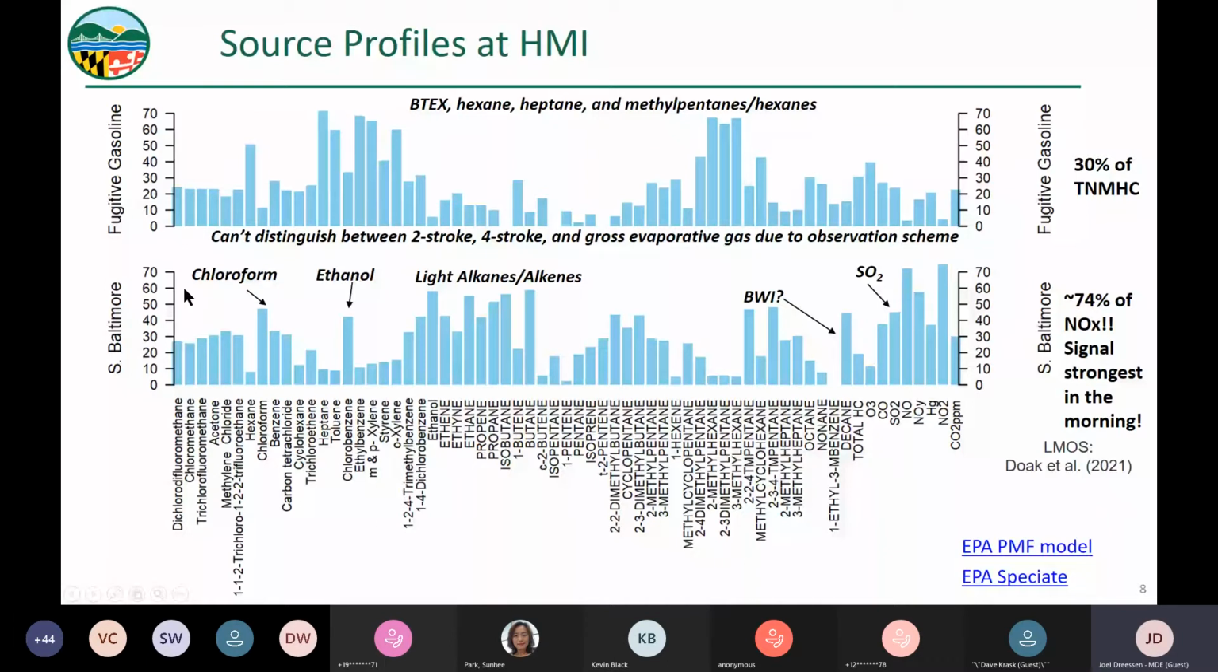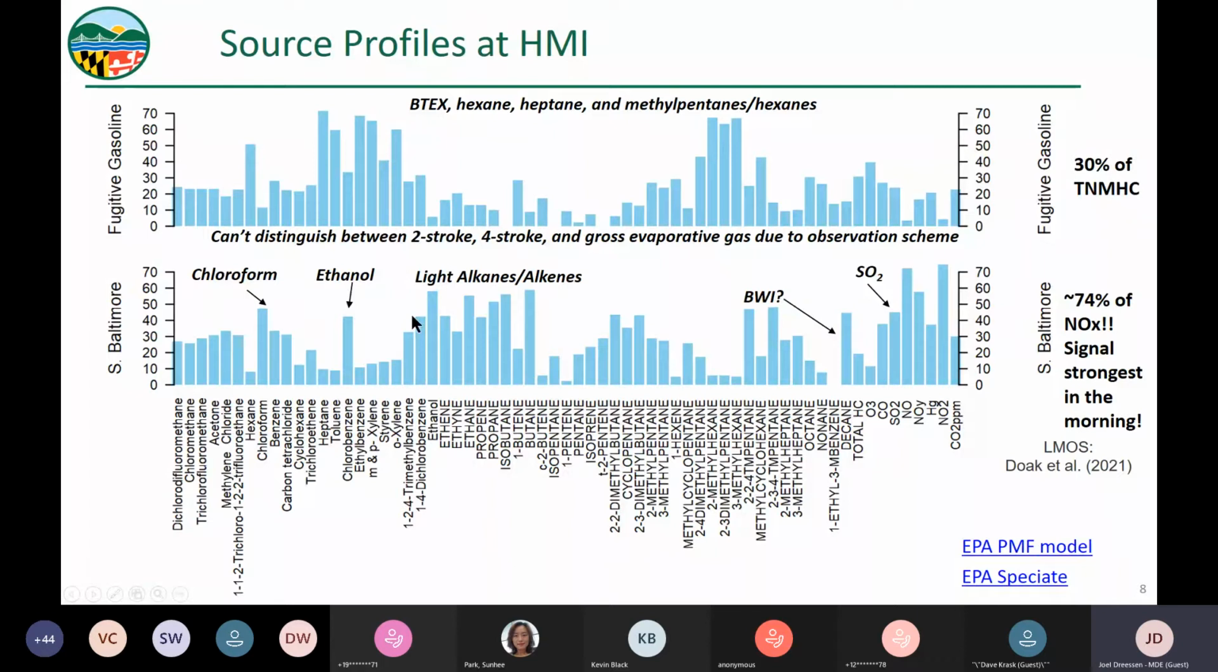Then we get into some other interesting profiles. I threw the trace gases into this as well, not just the VOCs. And what came out was a profile that accounted for about 74% of the signal for NOx measured at the island. So the trace gas measurements were also binned into 3-hour averages to match the VOC measurement periods. And in this profile, there are also some other compounds that could probably distinguish where it's coming from. For instance, chloroform, ethanol, the light alkanes and alkenes.